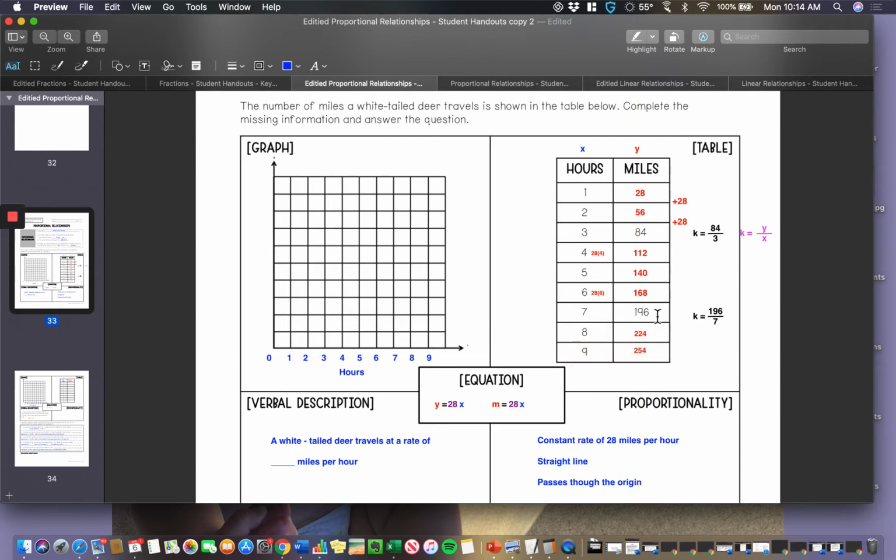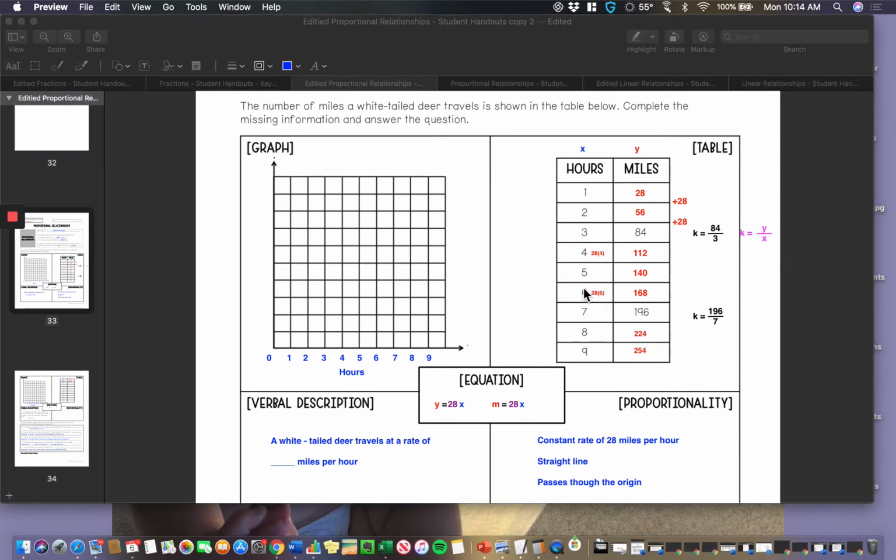So now your table is filled in. You've found your constant rate by taking y, the amount of miles, and dividing it by the amount of hours to tell me how many miles the deer can go in 1 hour. And then we can tell using an equation, using the constant multiplied by an x.